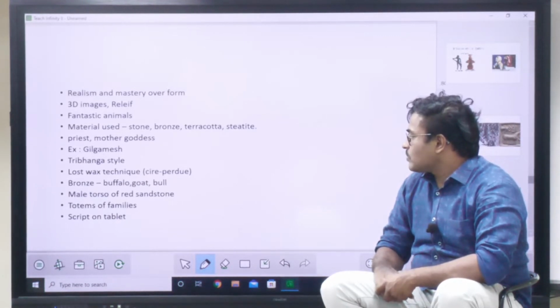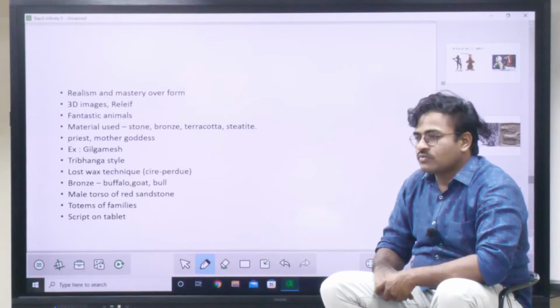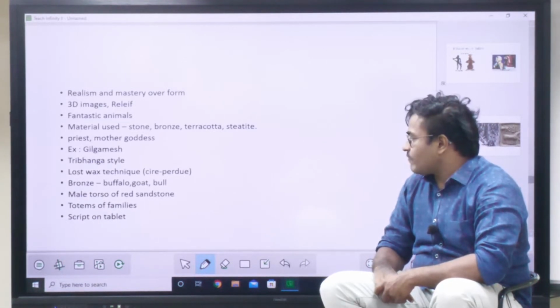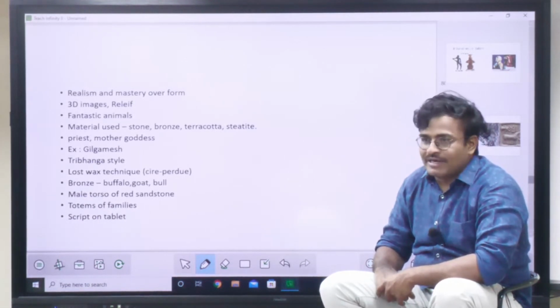Male torso of red sandstone. Then totems of families are present. Script on tablet is also present.